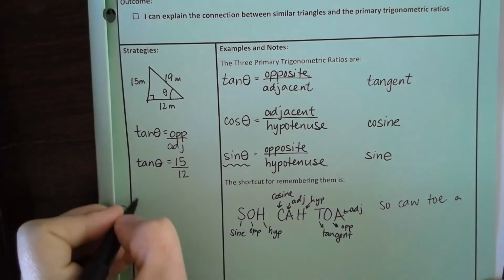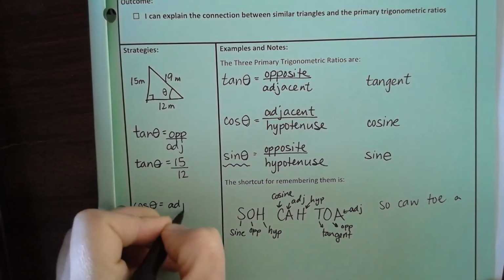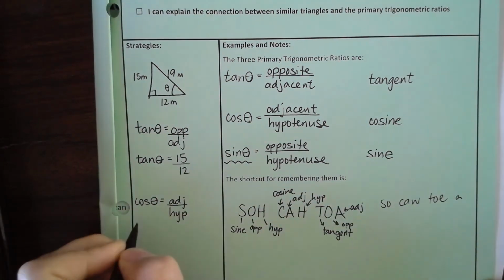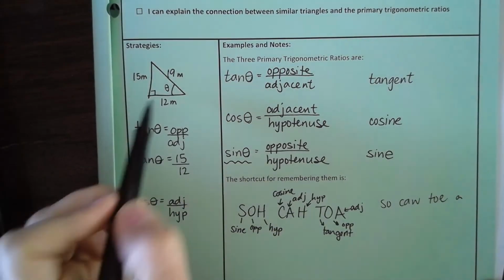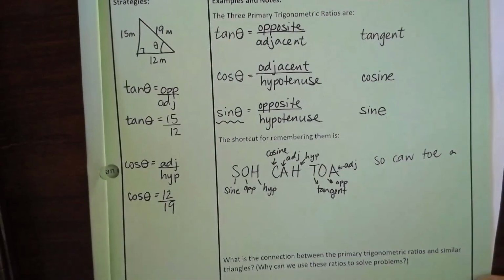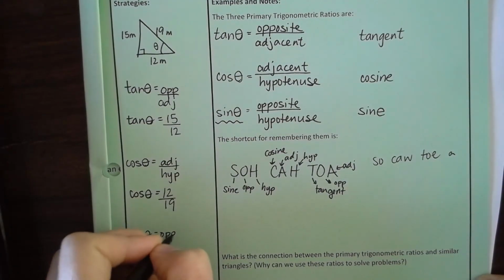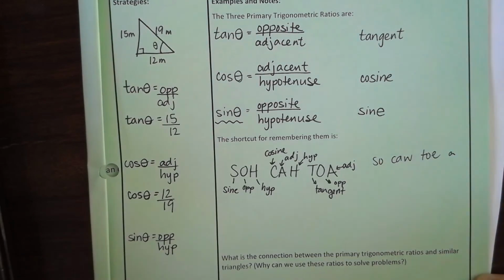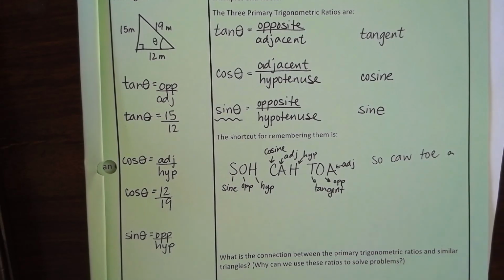So how would we write our cosine ratio? Well, cos of theta is the adjacent over the hypotenuse. And so for our cosine ratio for theta, our adjacent is 12, and our hypotenuse is 19. And then finally, sine theta, which for some reason, I have no idea why I ended up having a favorite trig ratio, but I really like sine. It's the weirdest thing to have a favorite trig ratio, but I do, and sine is my favorite. So it's the opposite over the hypotenuse.